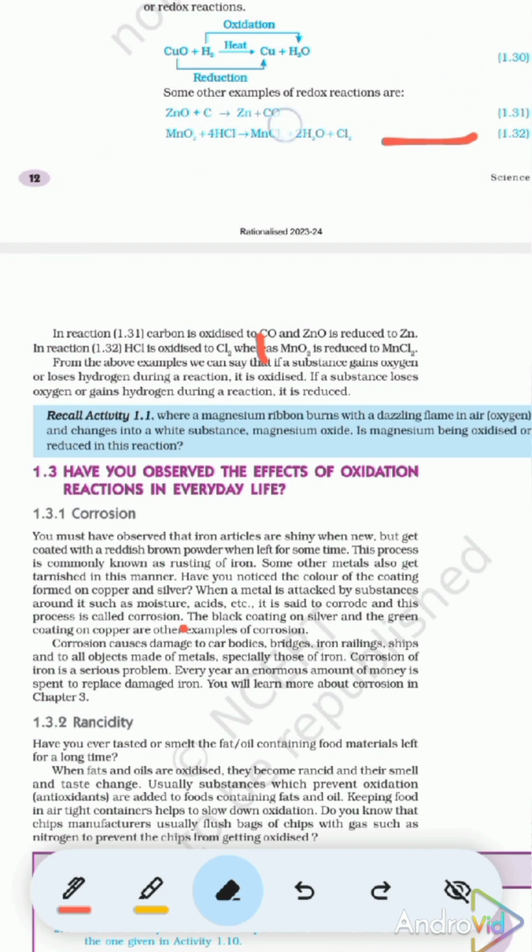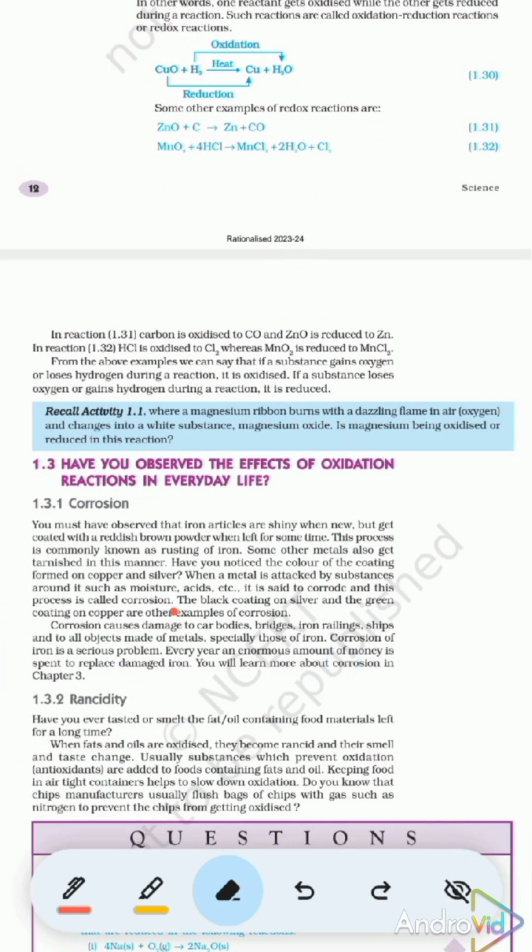Recall activity 1.1, where a magnesium ribbon burns with a dazzling flame in air, oxygen, and changes into a white substance, that is magnesium oxide. Is magnesium being oxidized or reduced in this reaction? Definitely, magnesium is getting oxidized because oxygen is added to magnesium. Hence, it is an oxidation reaction.